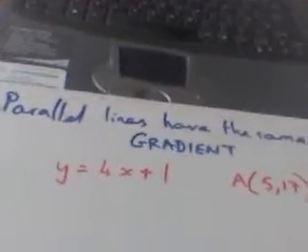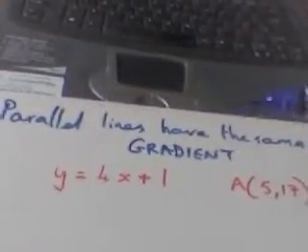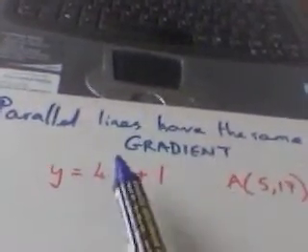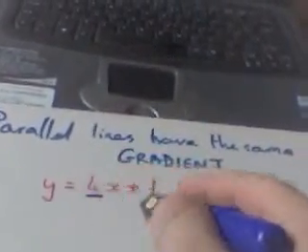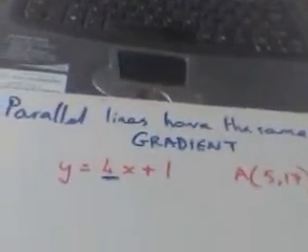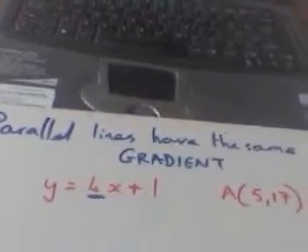Going all the way back to year 7, you probably realise that parallel lines all have the same gradient. That means they all have the same coefficient of x. So the gradient of this line here, y equals 4x plus 1, has a gradient of 4. So here's a question for you.